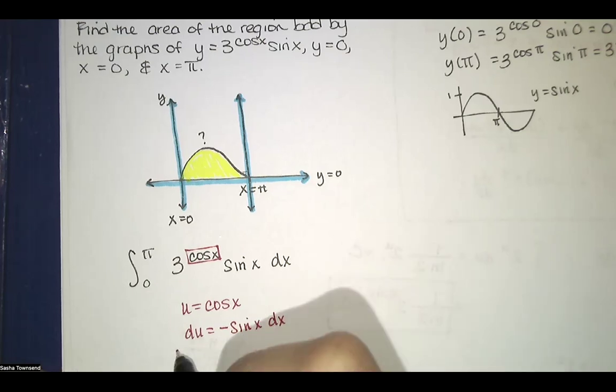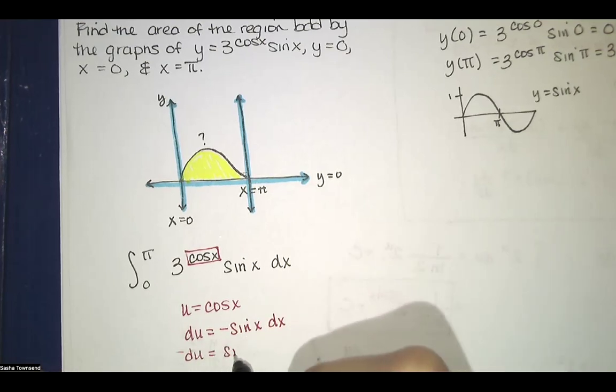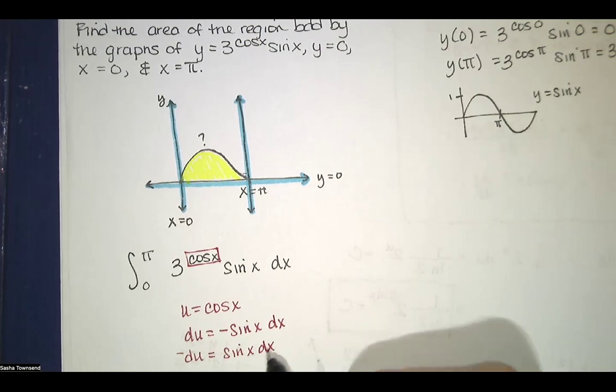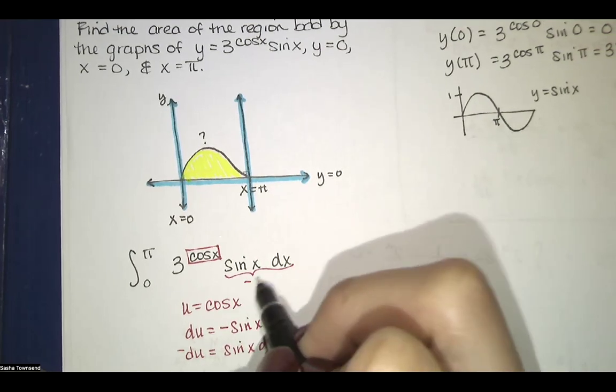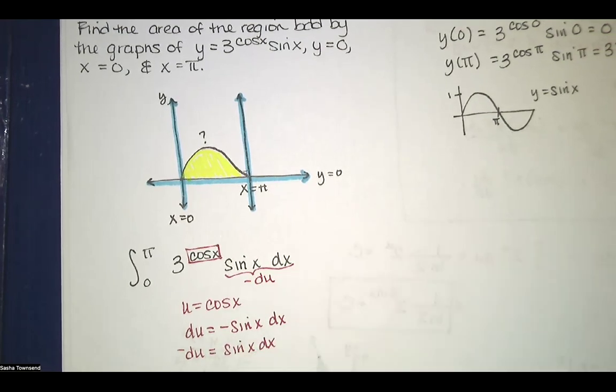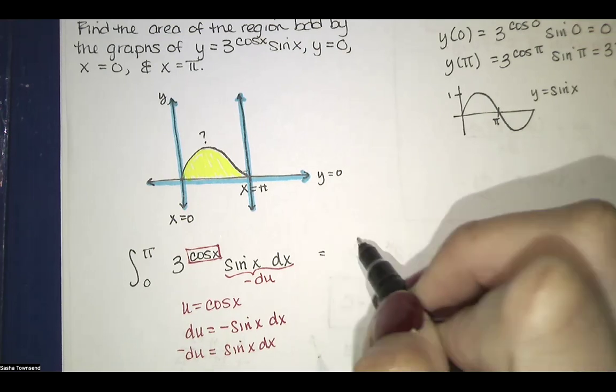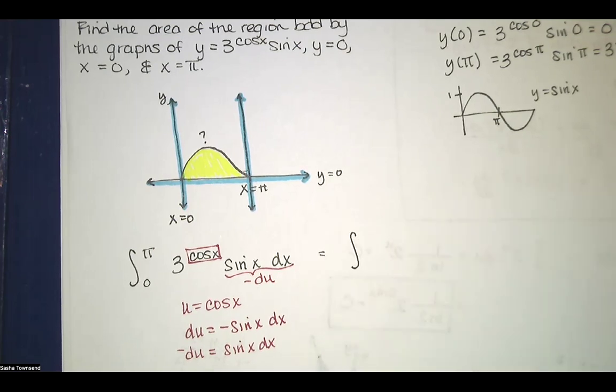So if I multiply both sides by -1, I get sine of x dx is negative du, and I can rewrite this as negative du. And again, remember, the goal whenever you're doing a u-substitution is to write everything in terms of u. Every single piece is replaced with a function involving u, including the bounds. So you say, okay, well, what is this integral in terms of u?